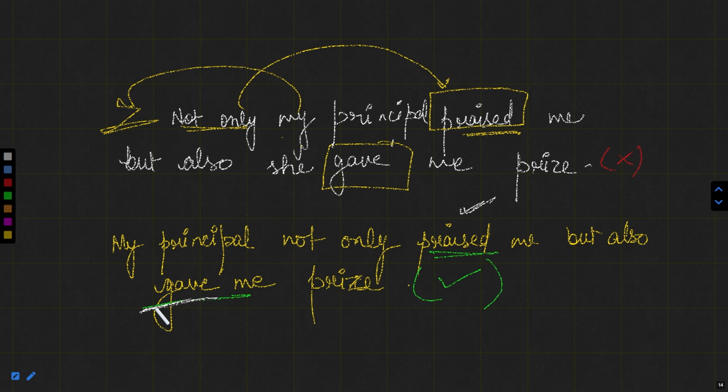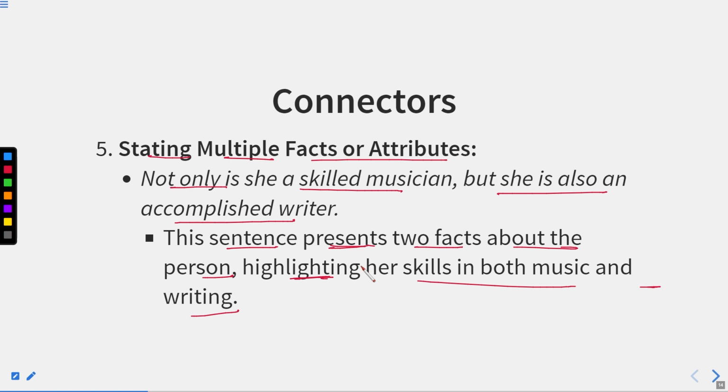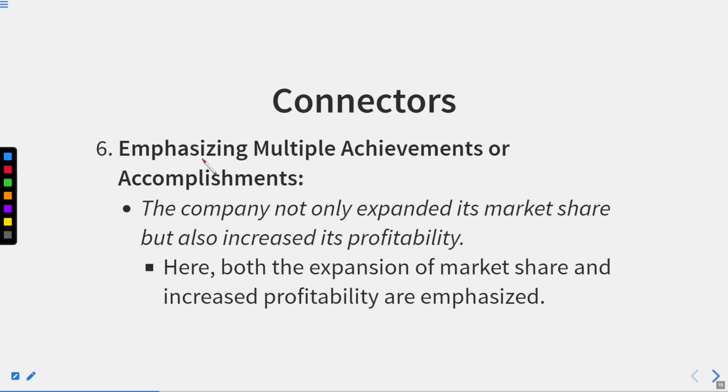But this sequence, this position is very important in writing a sentence using any of these conjunctions or correlative pairs of conjunctions. Now let us move to the next one.